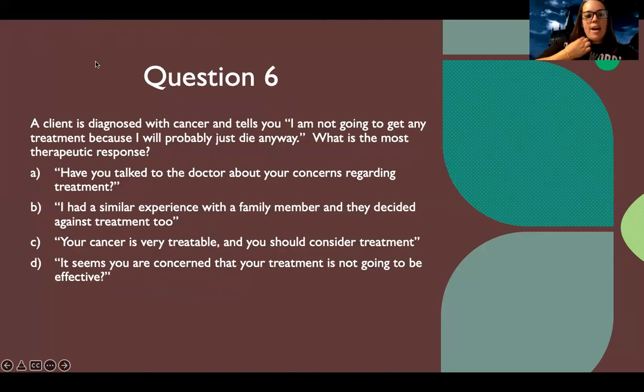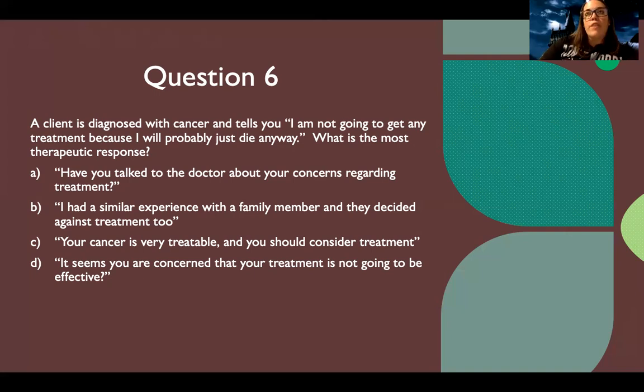Question 6. A client is diagnosed with cancer and tells you, I am not going to get any treatment because I will probably just die anyway. What is the most therapeutic response? So, this is the therapeutic communication question, which these are usually pretty straightforward. We're usually looking for an answer that's going to allow the patient to expand, it's going to acknowledge their feelings and give them an open forum.